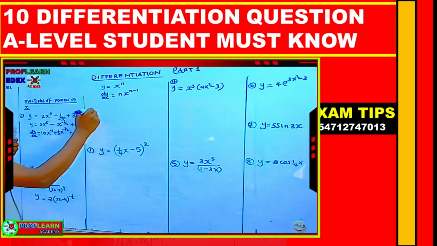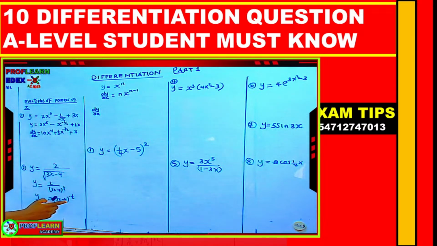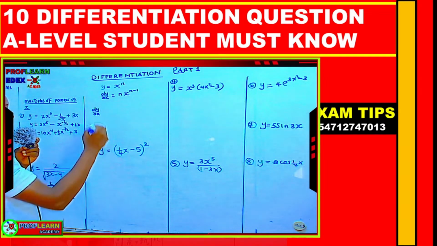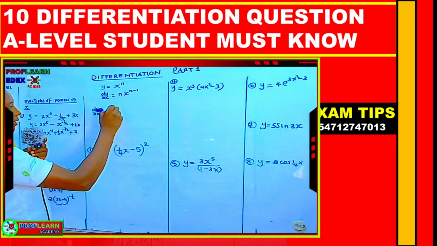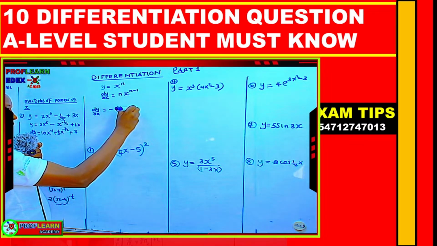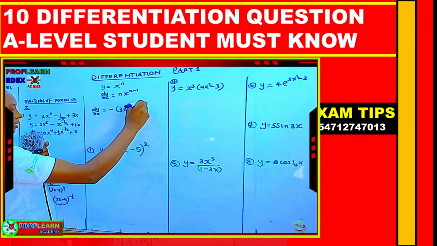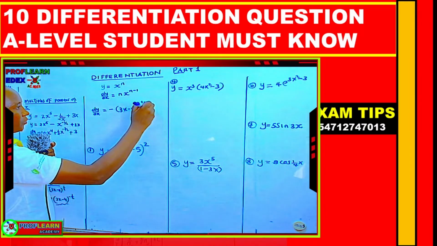So this is going to be dy/dx. In this case, I'll take the power down without looking at what is inside here. So I'll take the power down and decrease it by 1. So this is going to be negative a half times 2, which becomes negative 1, into (3x minus 4) raised to power negative 1 minus 1, which becomes negative 3/2.